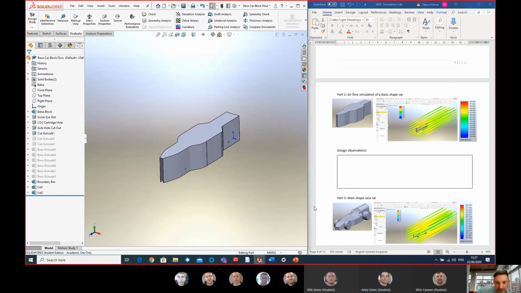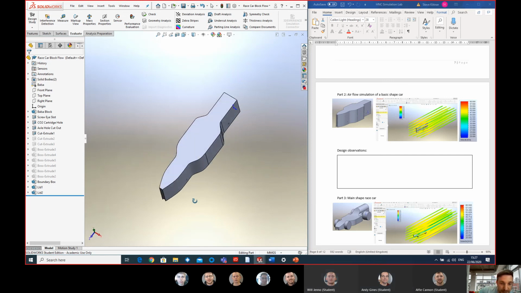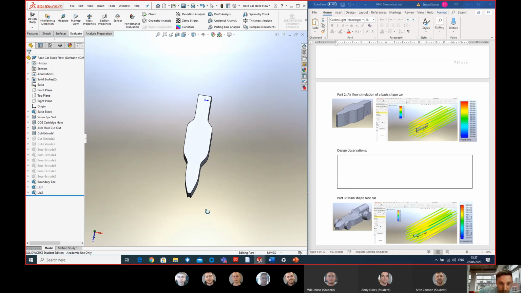This little race car, by the way, is off a little competition that SolidWorks used to do. They don't do it anymore. It was with a charity called F1 in Schools, and basically it's to design one of these little cars, run some simulation on it, and do some other bits, and basically a mini race car challenge. Anyway, so we've cut a little shape in the top.